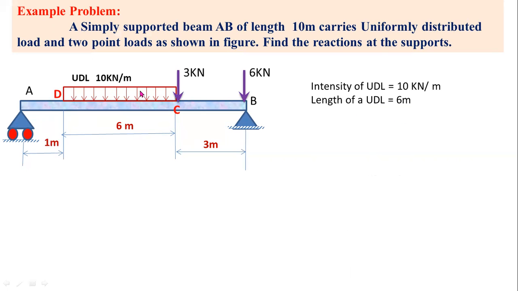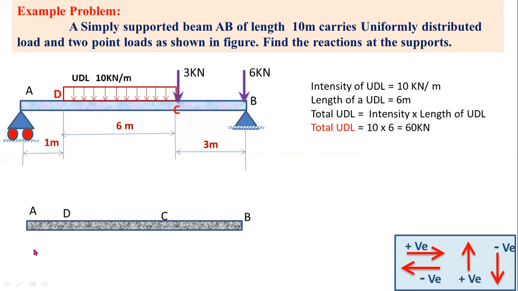Now you have to convert this UDL into point load. For that purpose, you have to use this formula: total UDL equals intensity into length of the UDL. Here the intensity is 10 kilonewton per meter and the length is 6 meters. So 10 into 6 equals 60 kilonewtons is the total UDL.